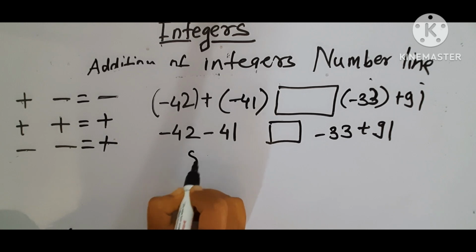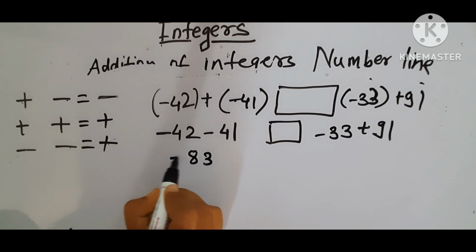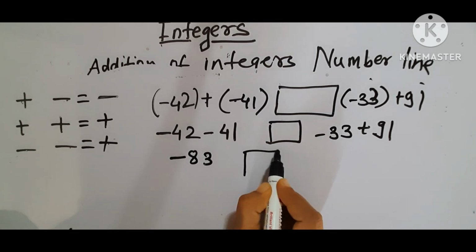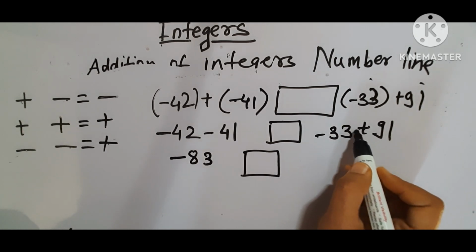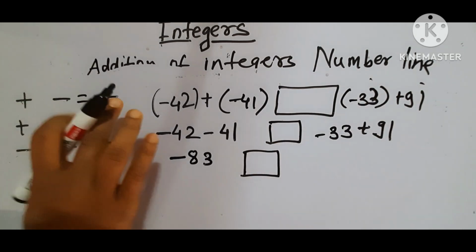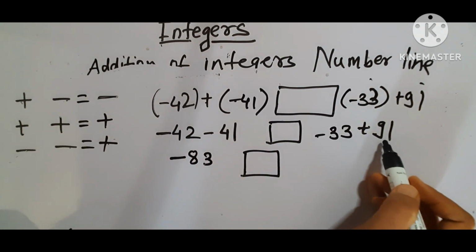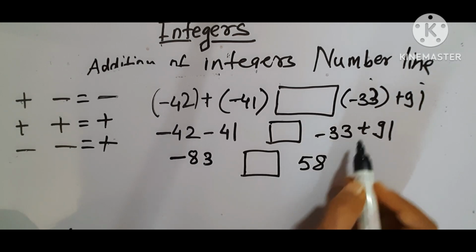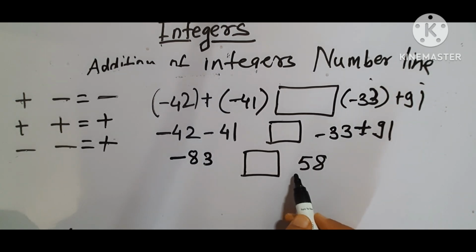That will be 83 here, and the sign of the larger integer will go here, so it will be minus 83 here. Here minus plus, again we'll do subtraction here because it is opposite sign. The opposite sign will do subtraction. If I subtract 33 from 91, it gives me the value 58, and the sign will be of the larger integer, that is 91, so it is positive.